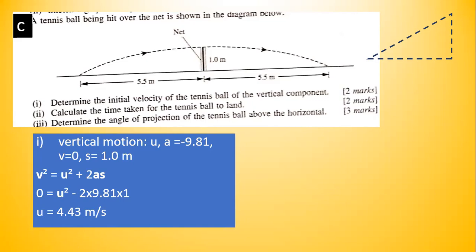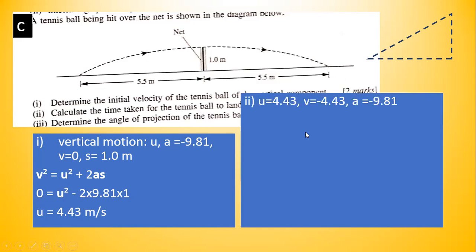Calculate the time taken for the tennis ball to land. You can calculate the time to go to maximum height and then multiply by 2, or calculate all together. There's the initial component you have calculated. The final component is negative: what goes up must come down at the same speed but in a different direction. And there's your g. You want to find your time. Use v = u + at, put in your formula, and calculate out.